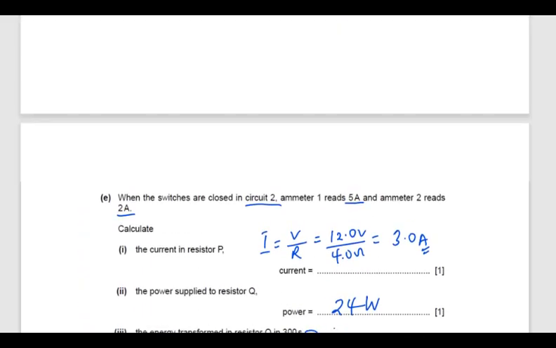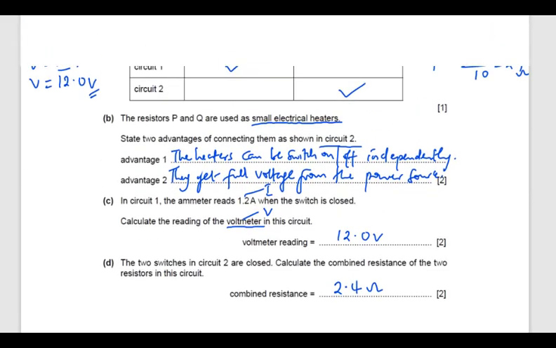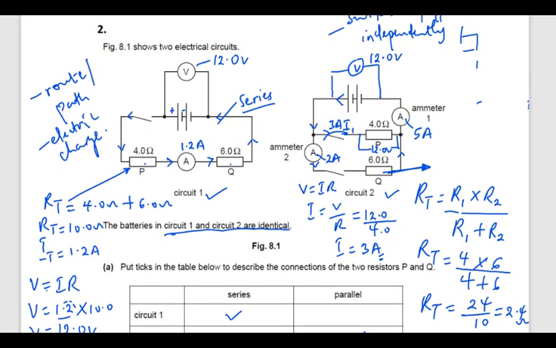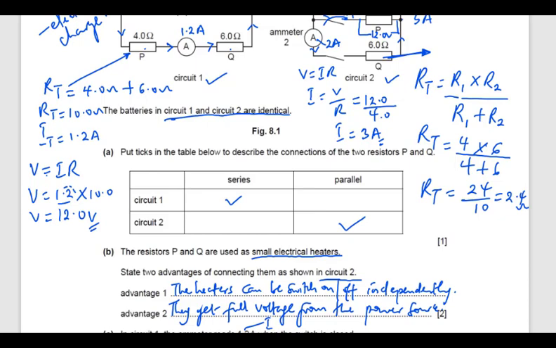Before we go, let me quickly do a recap of everything. We said that this circuit is a series circuit because we only have one route or one path for the electric charge to flow through. But this other circuit is a parallel circuit because there are 2 or more routes or paths for the electric charge or current to pass through. That's the reason why we're able to identify that circuit 1 is series and circuit 2 is parallel.